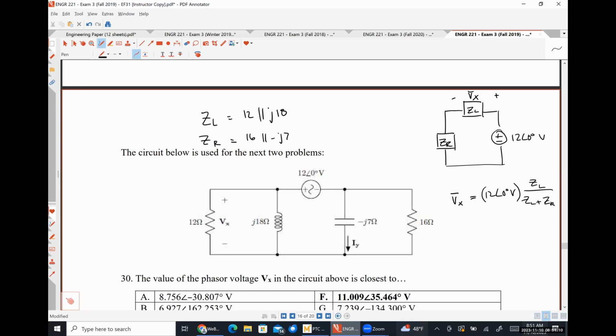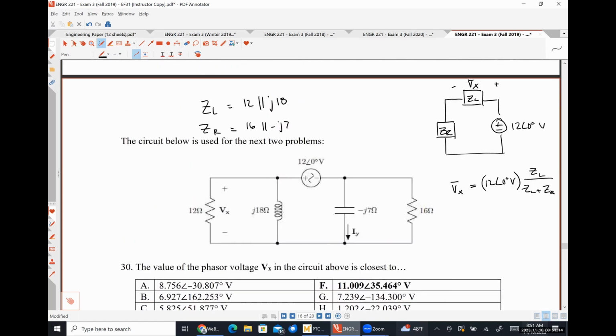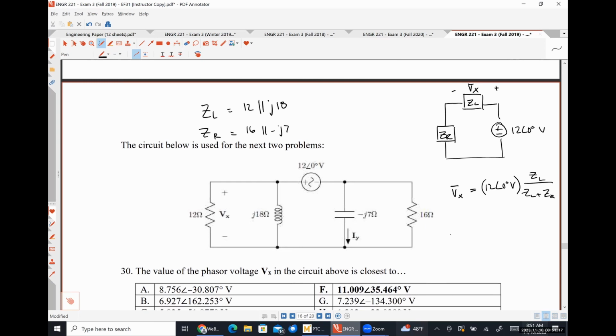To do 31, I'm assuming, is find the current. So let me look at the polarities of things here. So I want the positive polarity terminal at the negative sign here. I'm going to call this VY. I could solve for VY using voltage division, and then VY divided by negative J7 ohms. So VY would be negative 12 angle 0 ZR over ZL plus ZR. IY is just VY over negative J7 ohms.